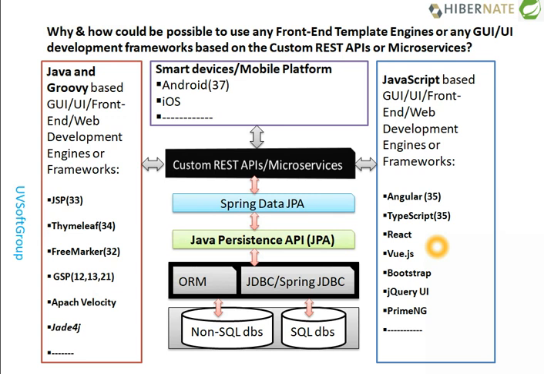But this is the picture that I try to give you. This is one of the really professional pictures of how a real enterprise application works and how the technology stacks work together, meaning how many developers for which technology stack come together and build applications. So on the right side, if you are Java and Groovy based, then you can go this way. And if you are JavaScript-based frameworks, GUI frameworks or technology based, you can go this way.